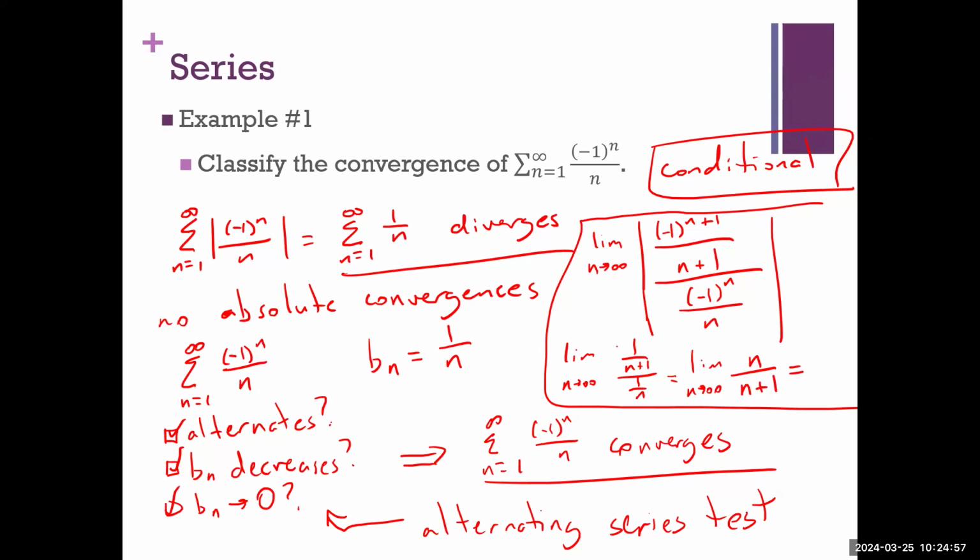What does n over n plus 1 do as n gets really large? It goes to 1. What does the ratio test tell us in that case? Nothing. So yeah, this is one of those cases where the ratio test is not really going to give you anything. I think the alternating series test is probably something you have to do.